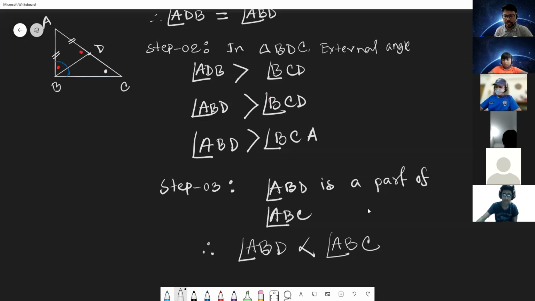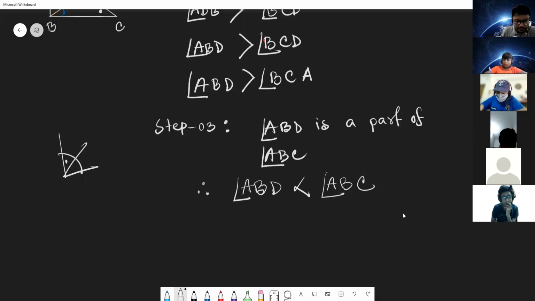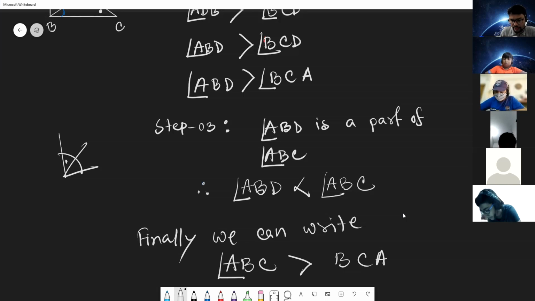So look, here we have done this: angle ABD is a part of angle ABC. Definitely, if something is a part, it will be smaller than the whole angle. So ABD is smaller than ABC. So finally we can write that angle ABC is greater than angle BCA. So this is our proof, according to the requirement: angle BCA or angle ACB.